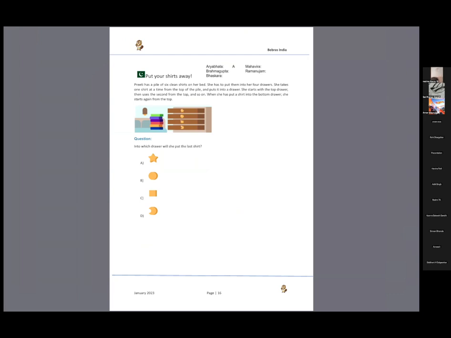In this question, there's a pile of six clean shirts, and they have to be put into four drawers. The way it's done is that the topmost one is taken and put into the top drawer. So the first one goes in the first drawer. Then the next one of the pile goes into the next drawer, and the third one goes into the third drawer. And if it ever reaches the bottom drawer, it has to start again from the top drawer. So the question is, in which drawer will the last shirt go?